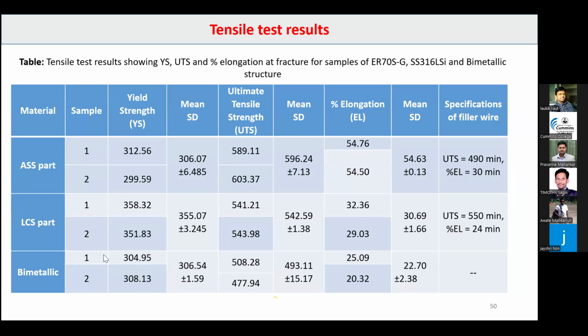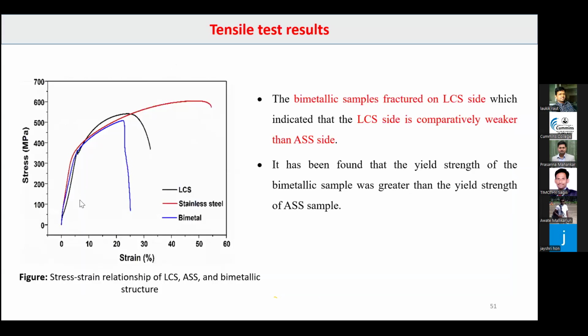Then I have plotted the stress-strain relationship of LCS, ASS, and the bimetallic part. Here you can see that the stainless steel part has high toughness. This is for the LCS part, and this is for the bimetal. The bimetal sample fractured on the LCS side only. Both samples I have taken failed in the LCS part. No sample failed at the interface. So there is strong bonding between LCS and ASS.